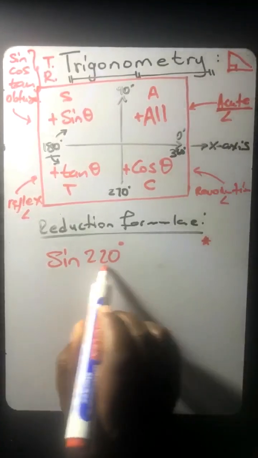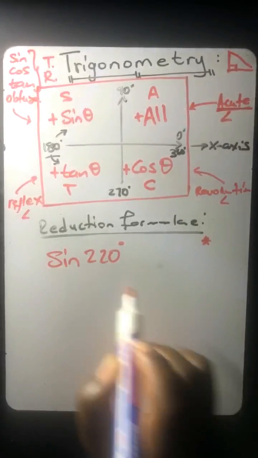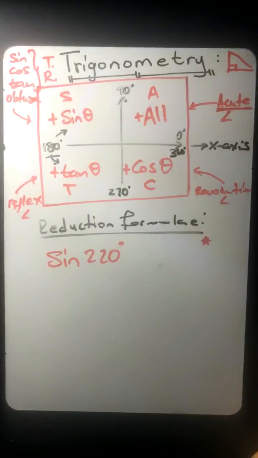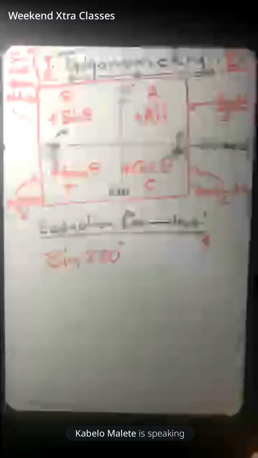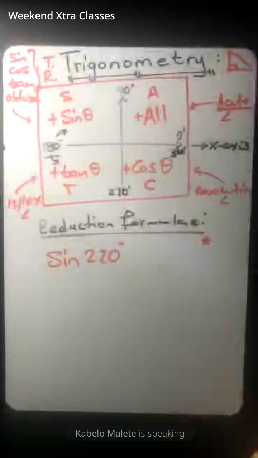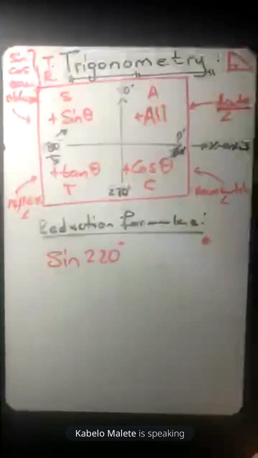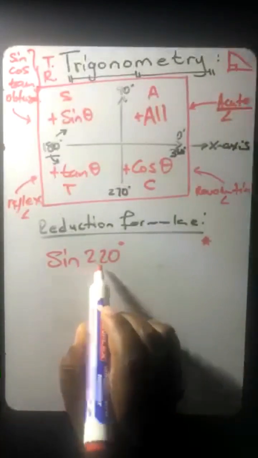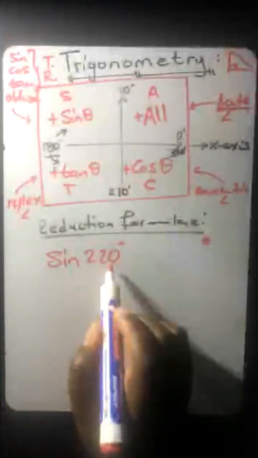Okay, can this angle be reduced? Yes or no? Yes, sir. How do you know, Kabza? Sir, the angle is not an acute angle. 100%. So this angle is bigger than 90, or this angle is not an acute. Therefore, it needs to be reduced.